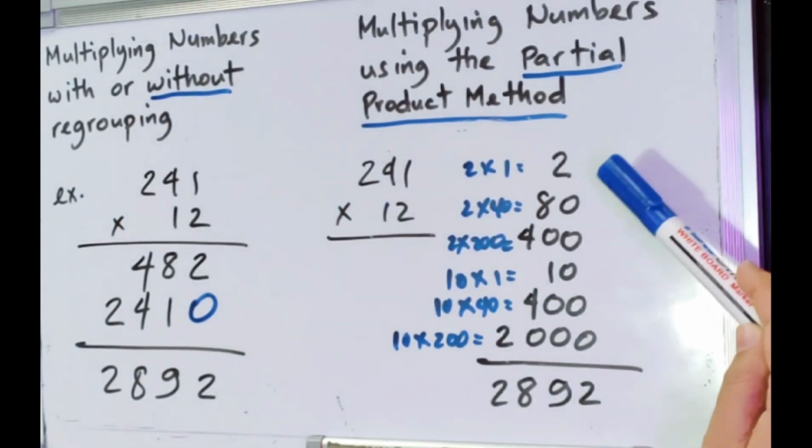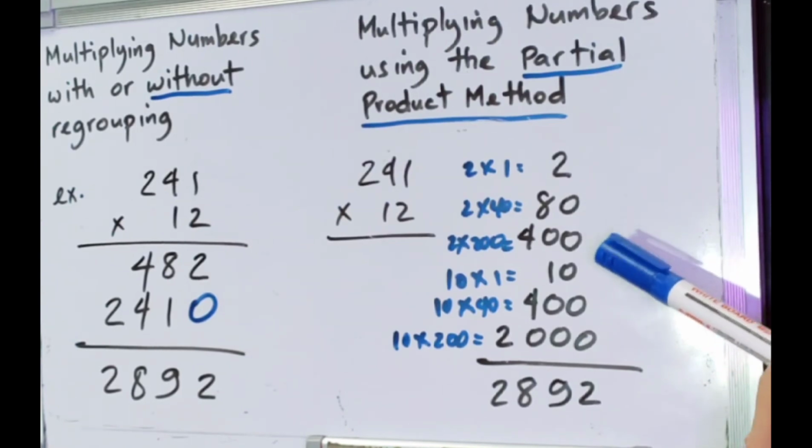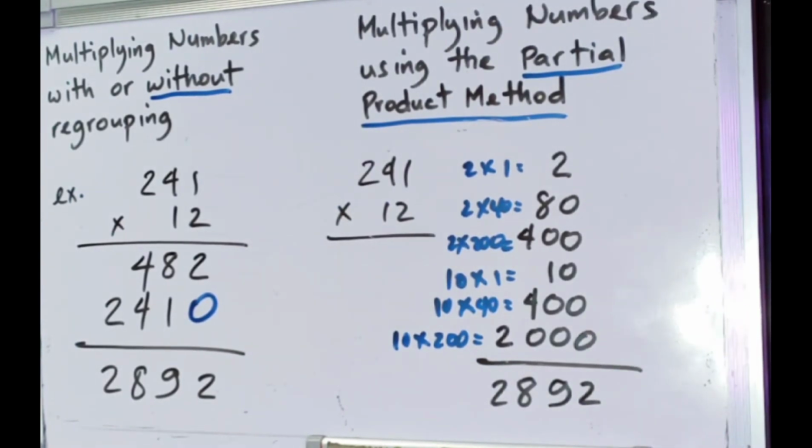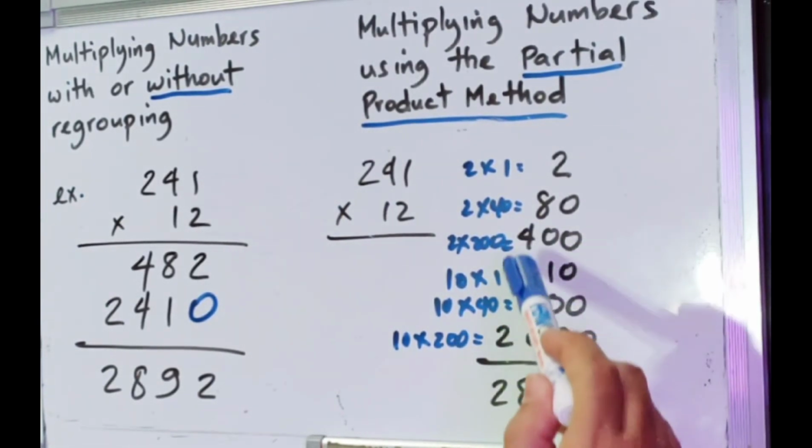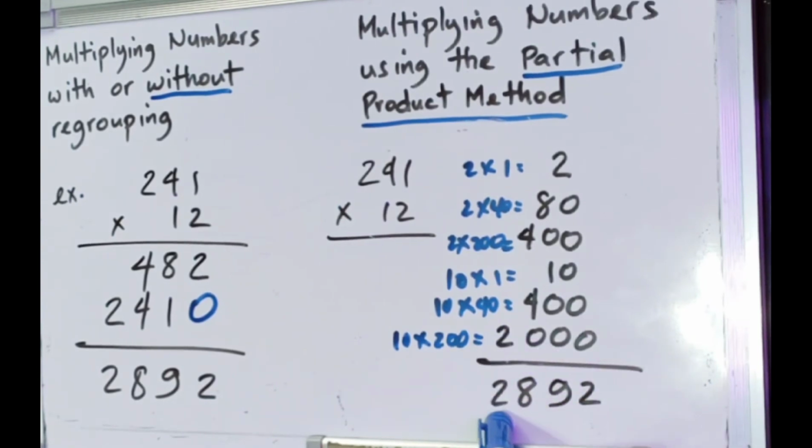So the 6 partial products are 2, 80, 400, 10, 400, and 2000. And adding all these numbers, we get 2892, and we get the same answer.